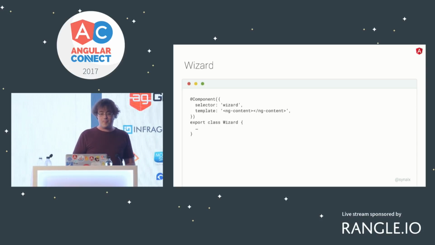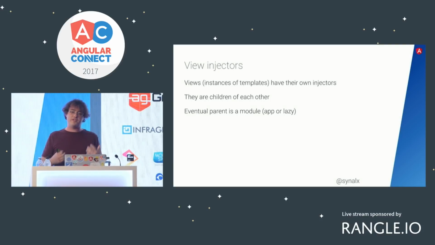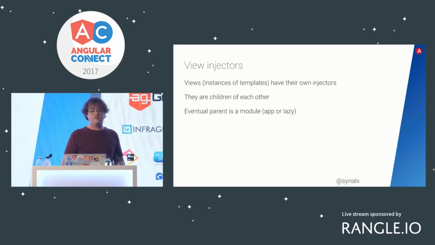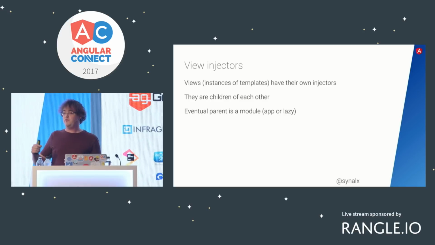So as it turns out, beyond the platform, the application, and any lazy-loaded module injectors that you have, there are also injectors in the view. So many times, elements in the view, especially when they have a component attached, will have their own injector. And the hierarchy of those view injectors roughly follows the DOM hierarchy all the way up to the module which loaded that first component in the first place.